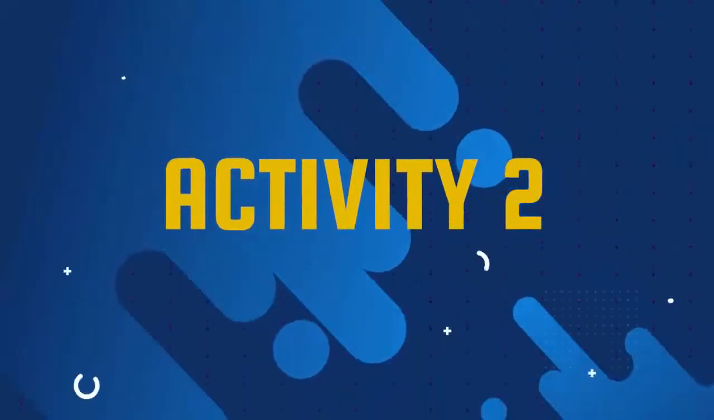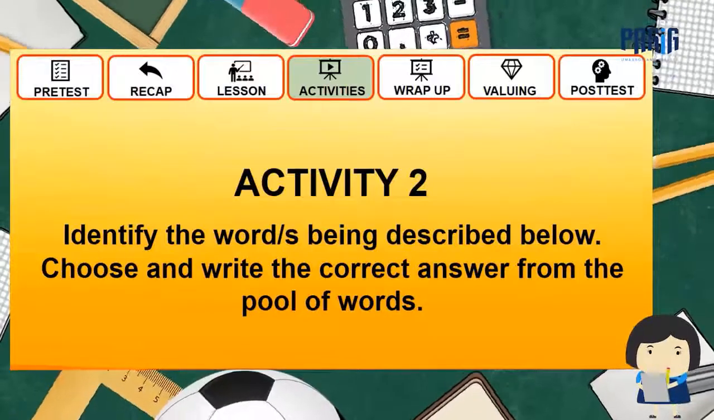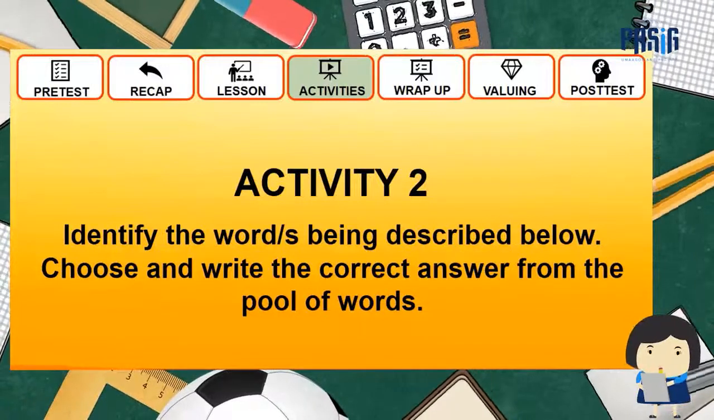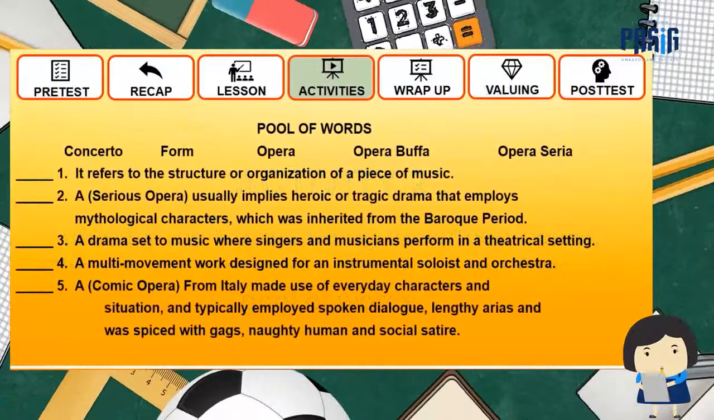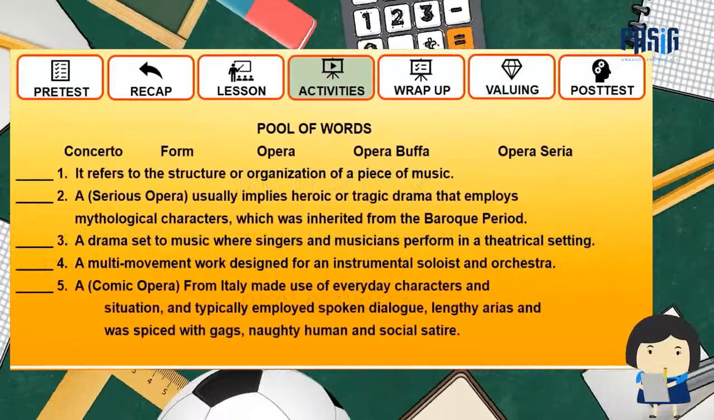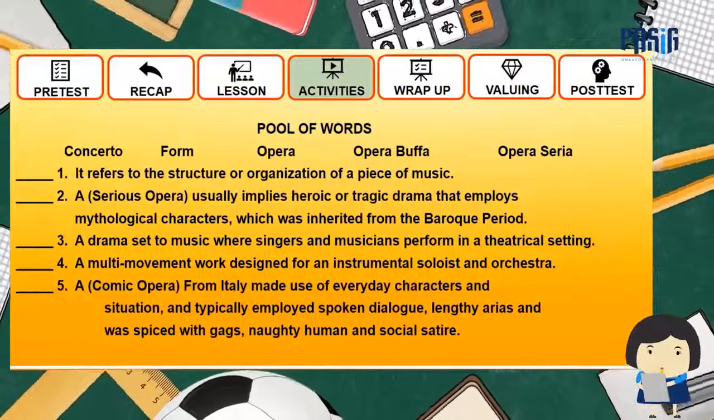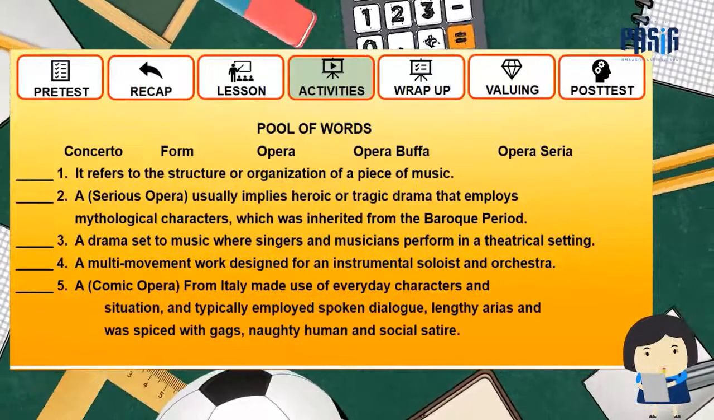Activity 2. Directions, identify the words being described below. Choose and write the correct answer from the pool of words. Here are the choices. Concerto. Form. Opera. Opera buffa. Opera seria. Let's begin. Number 1. It refers to the structure or organization of a piece of music.